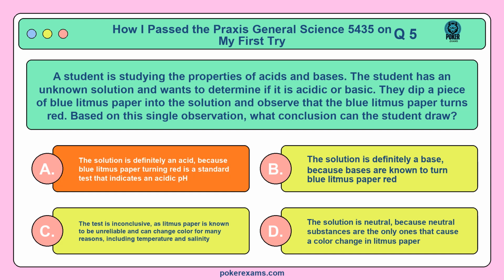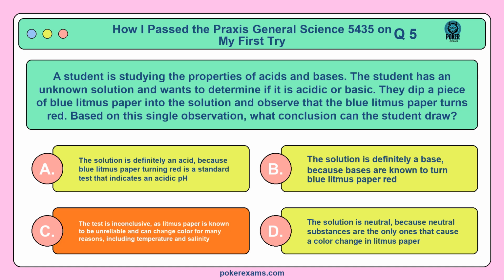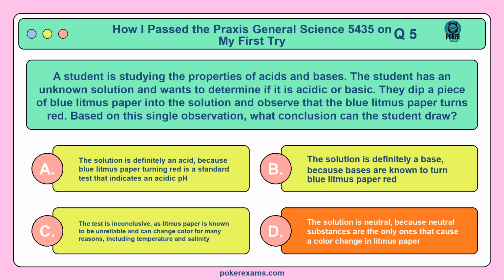Option A. The solution is definitely an acid because blue litmus paper turning red is a standard test that indicates an acidic pH. B. The solution is definitely a base because bases are known to turn blue litmus paper red. C. The test is inconclusive, as litmus paper is known to be unreliable and can change color for many reasons, including temperature and salinity. Or D. The solution is neutral because neutral substances are the only ones that cause a color change in litmus paper.